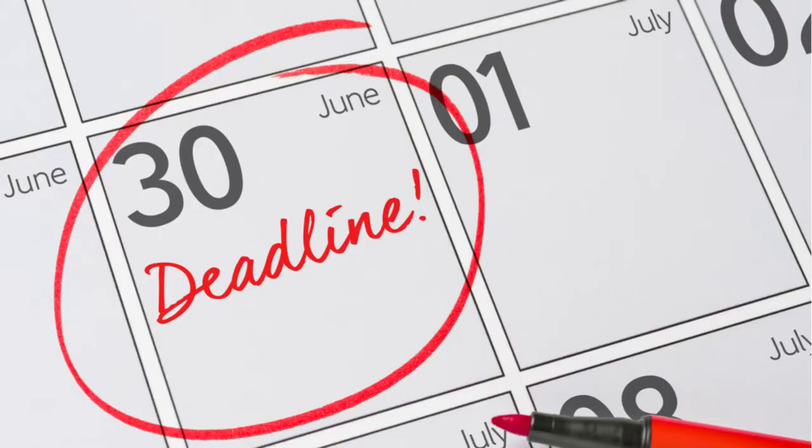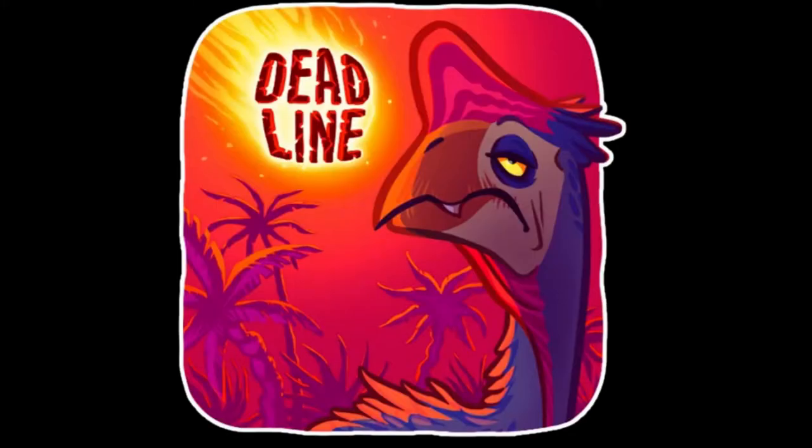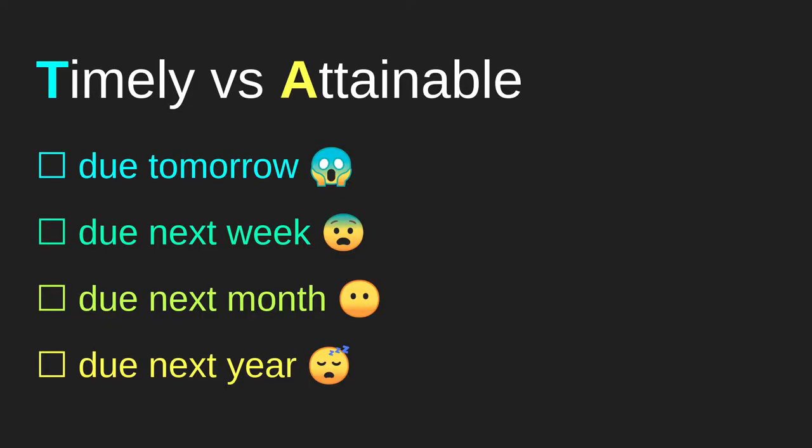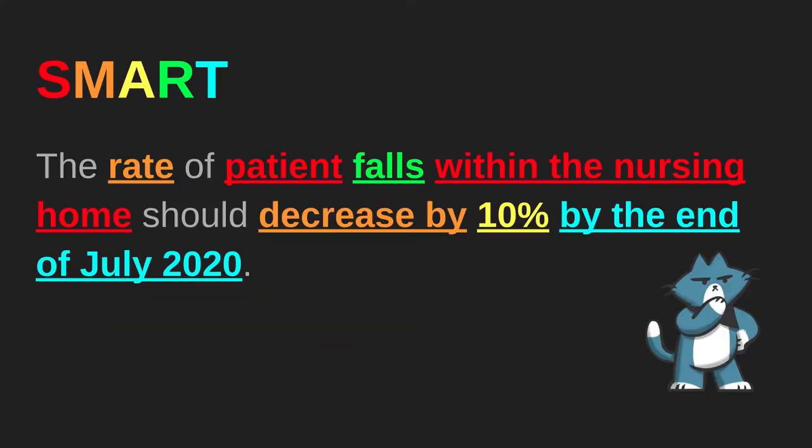Timely. Constraining your goal within a deadline establishes a sense of urgency and helps to keep you accountable. Of note, this should be balanced with making your goal attainable. Now, some of you may be asking, isn't this just the when in specific?